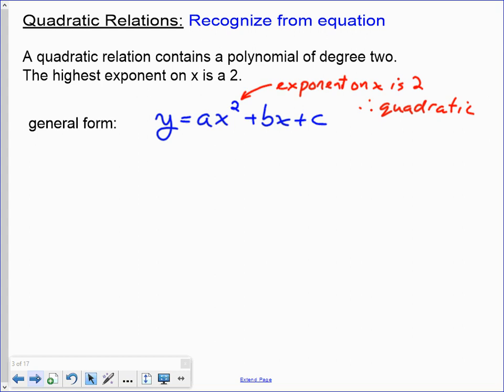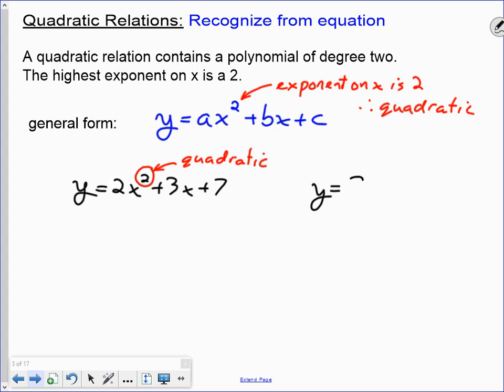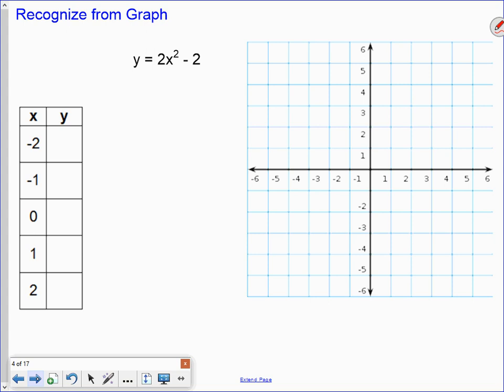So if I had something like y equals 2x squared plus 3x plus 7, and I asked you if it was quadratic or not, you would look at this exponent of 2 on here and you would say, aha, this is going to make it quadratic. But if I gave you something like y equals 3x plus 7, you would say, oh, the highest exponent that I have on an x is just a 1. This has got to be a linear equation. So we can recognize quadratic equations from the equation.